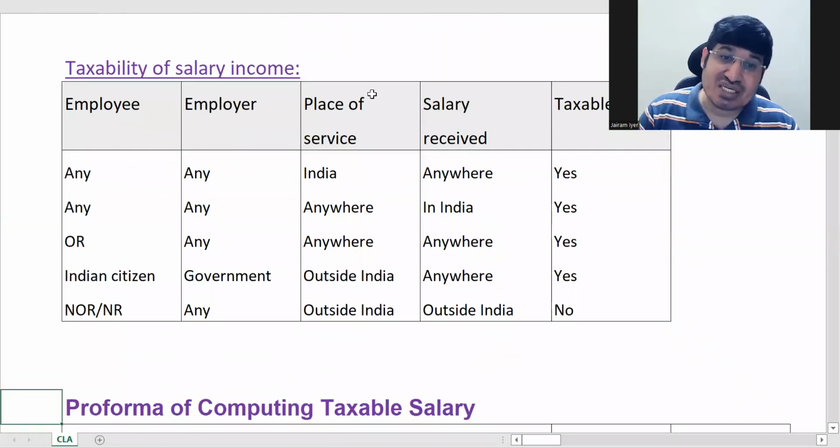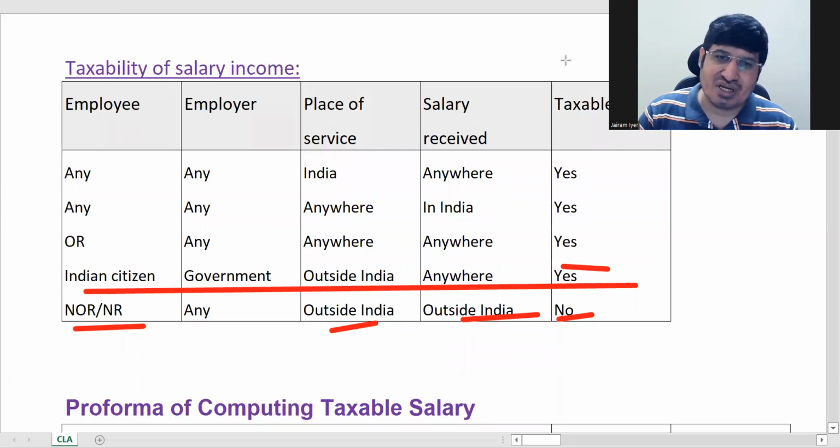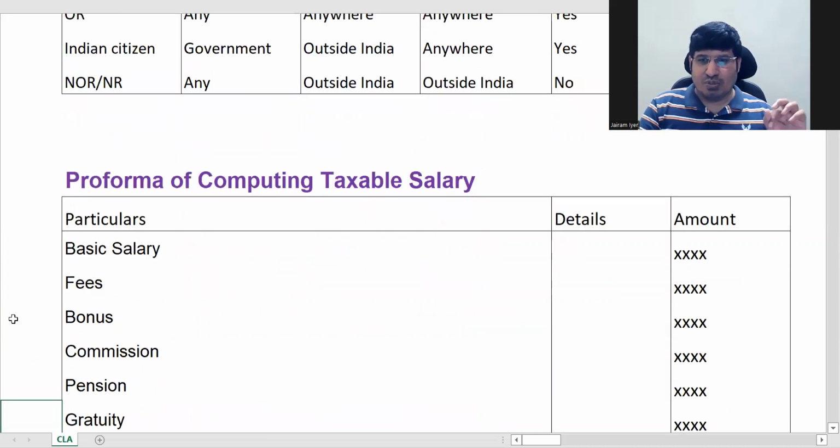Again, that point which I just said, that will be repeated many times, has made an appearance here again. Indian citizen, employer is government, place of service outside India, salary received is deemed to accrue or arise in India. That's why taxable. Okay. And for NOR and NR similarly, if place of service is outside, salary received is outside, then it is not taxable. Again, as per incidence of tax table. You should know that incidence of tax in and out. ठीक है, वो टेबल पूरा याद रहना चाहिए आपको, इंसिडेंस ऑफ टैक्स का कभी भी पूछे तो आपको बताते आना चाहिए, ठीक है, बहुत इंपॉर्टेंट है.